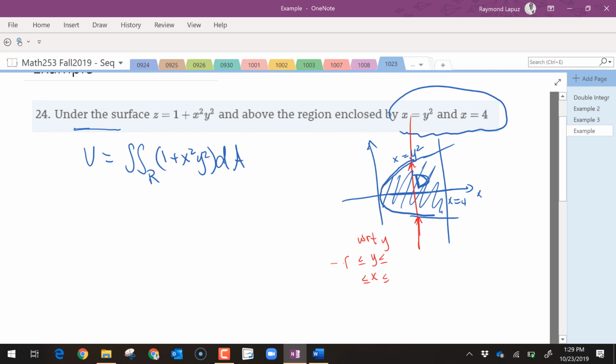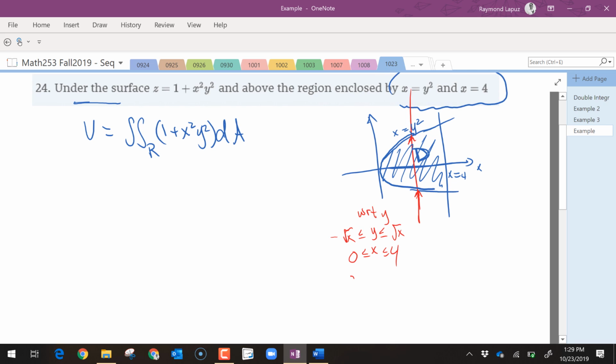Negative square root of x. I'm not liking this already. And you exit the region. Doable, but I probably wouldn't want to do it this way. Let's finish it. What's x? 0 to 4. Okay?